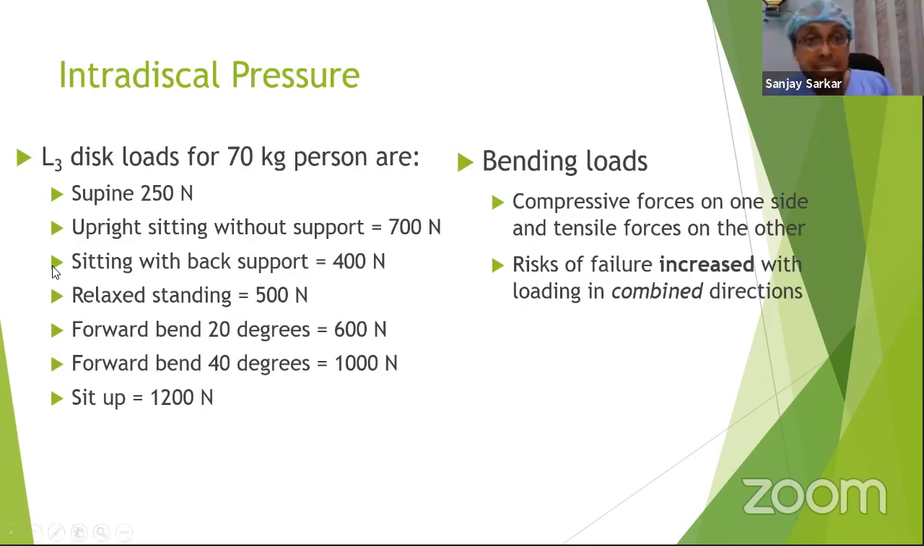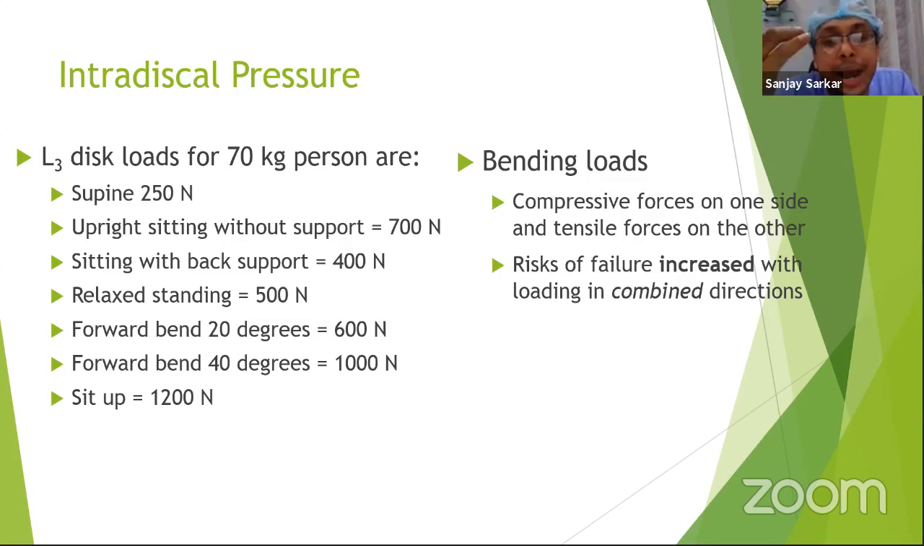All right, this one is for you to read, but I want to take one moment and ask you: the L3 disc, not L4, L5, simply L3, for a 70 kg person at 40 degrees of forward bend has 1,000 newtons.